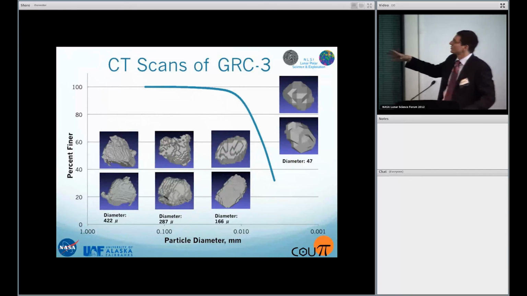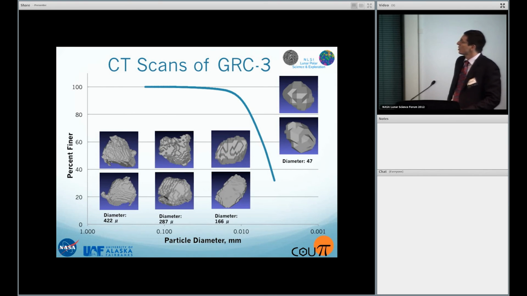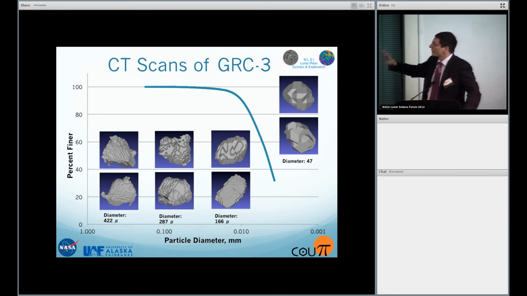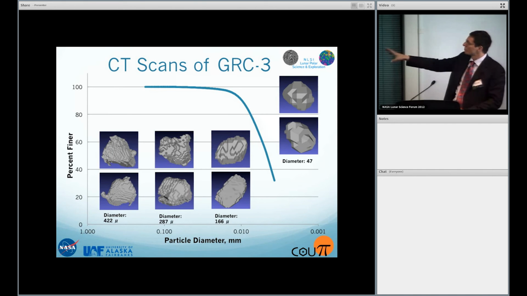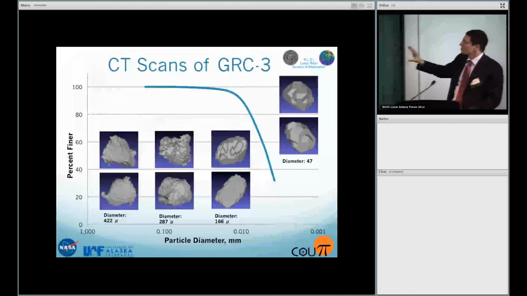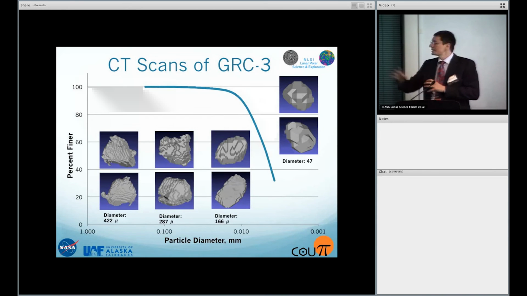And we do computed tomography scans of different lunar simulants. Here is a GRC-3. We're doing it for GSC-1A and for GRC-1. So we have these shapes. We can import this from CAD also, but it has too many features. It's very hard to simulate. So what we're going to do is make a sort of library with similar shapes that would have fewer features, some polyhedral particles, and do the simulations with them.